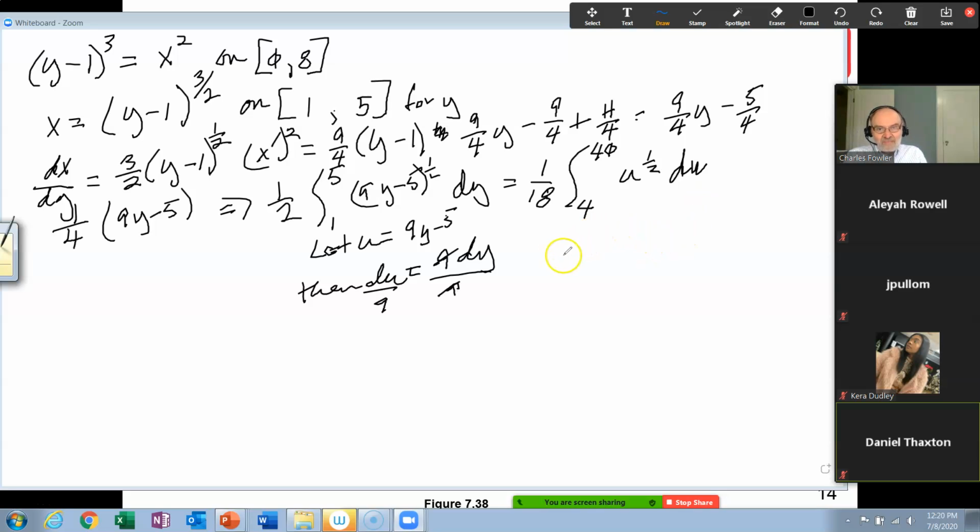All right, now the integral of that, we know this is 1/18 times antiderivative of u to the 1/2 is u to the 3/2. You have to increase that by 1. Okay, times 2/3. And that's evaluated from u is equal to 4 to 40.